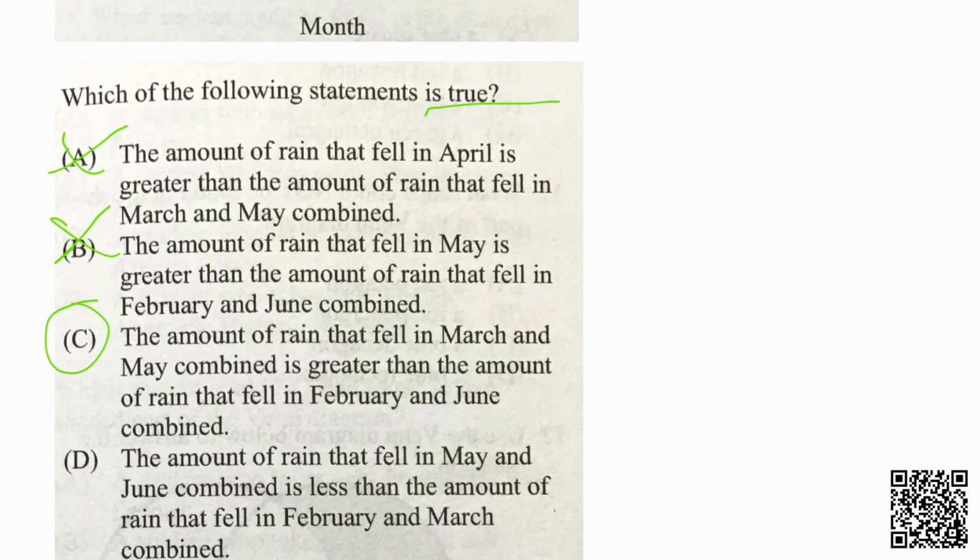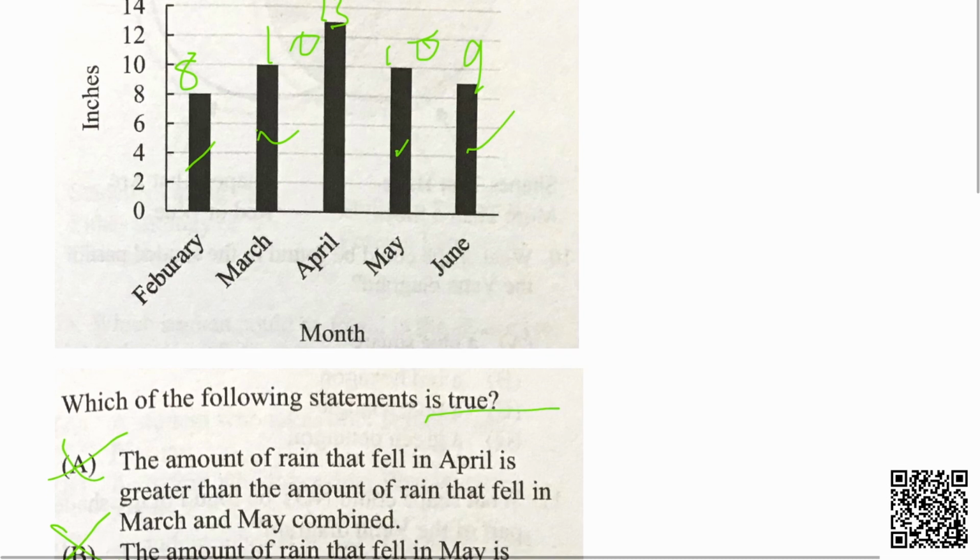So our last answer choice here is, the amount of rain that fell in May and June combined is less than the amount of rain that fell in February and March combined. This is where the same logic that applies to the last question comes up again. We see here that March and May are the same. They're both 10. And June is slightly over February.